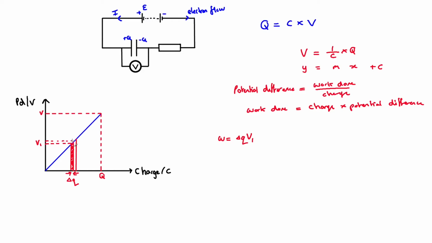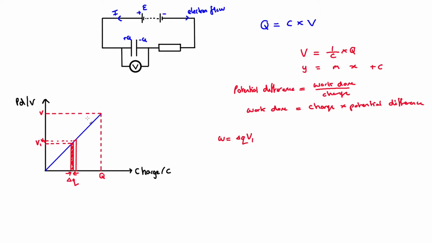We could call that potential difference V2. We could work out the area of that rectangle and all of the other rectangles here that would be under this line. In other words, what we would have ended up doing here is determining the area under the graph. So the area under the graph here is the work done charging the capacitor.